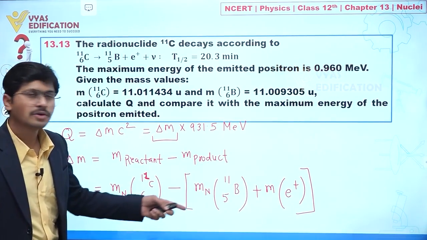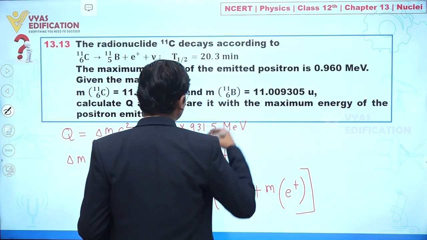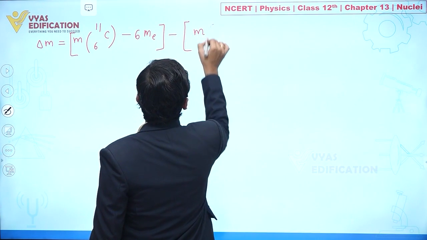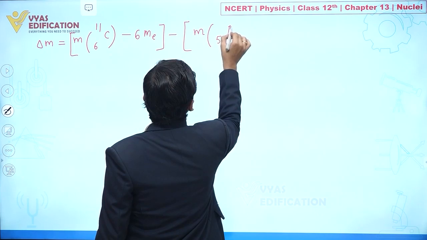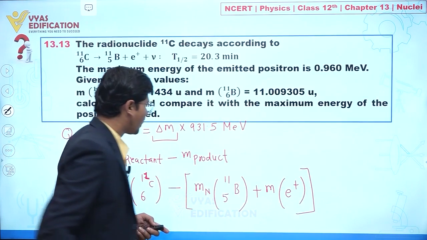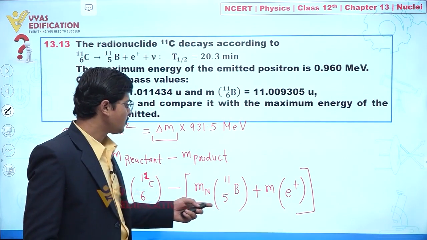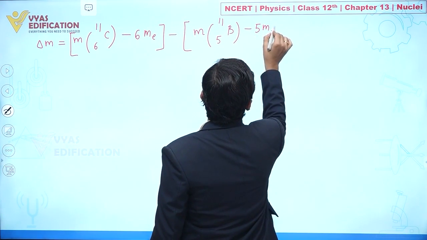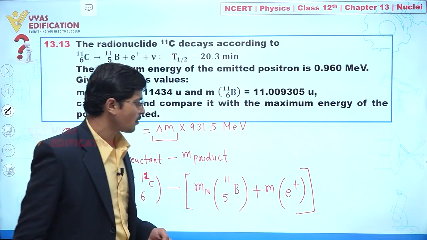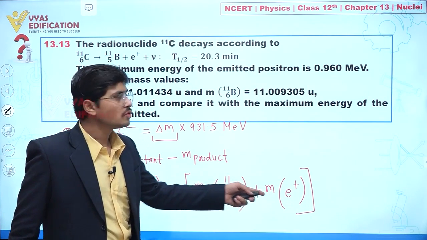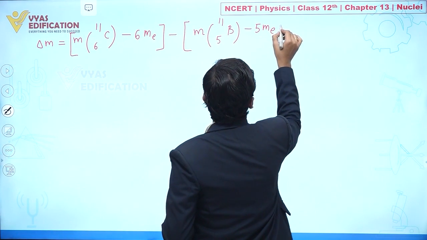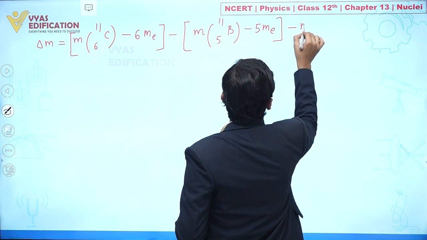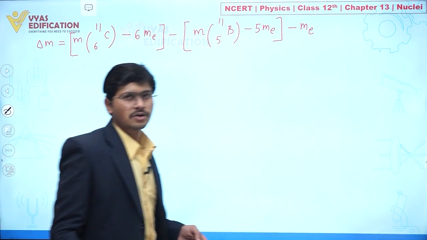Now we can say nuclei, so how can we write? We can write this is equal to mass of 5 boron 11, clear. Now we have the number of electrons and protons the same, so we can write 5 times Me, clear, and we have one more, this is the positron, so you can also write this one equal to minus times the mass of an electron, clear.